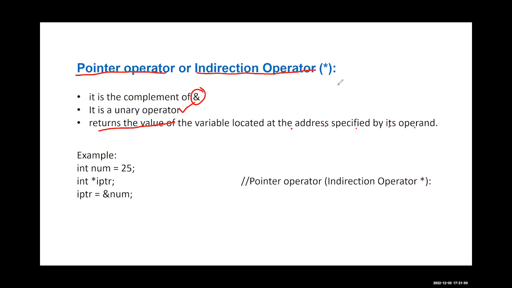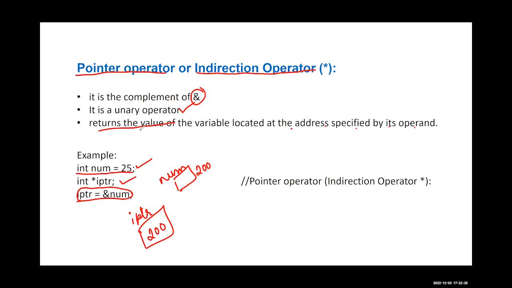So what it does, since it is storing the address, it returns the value of the variable located at the address specified by its operand, right? For example, in the same example, I am declaring a normal integer, then I am declaring the pointer variable, and then I am assigning the value over here. So what is stored in iPointer now? iPointer is storing the address of num. For example, if num was stored at 200 just like before, it is storing 200.